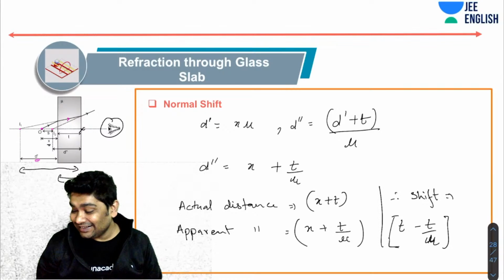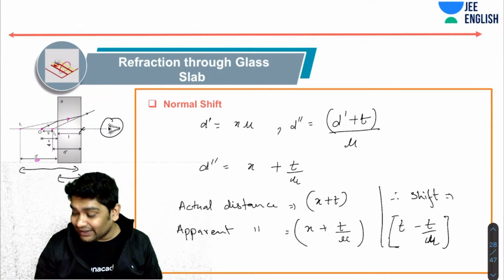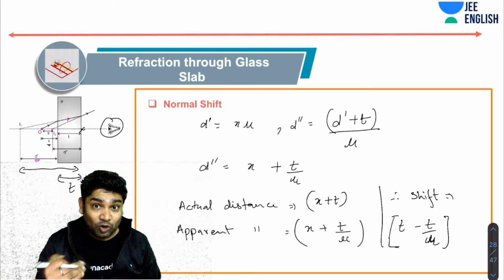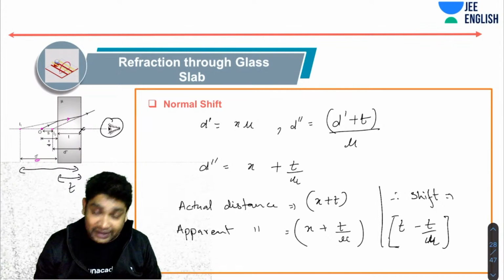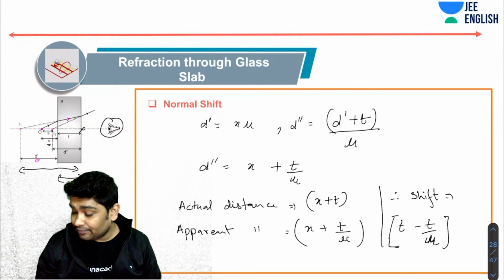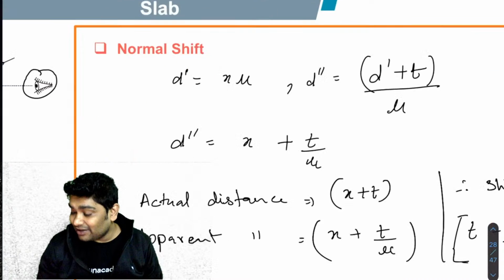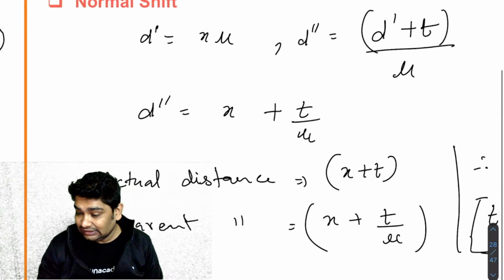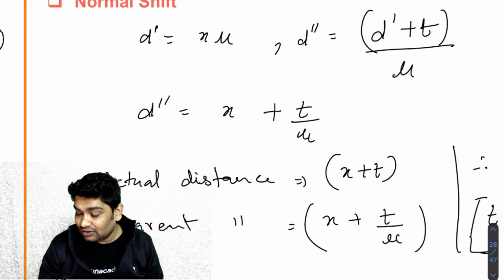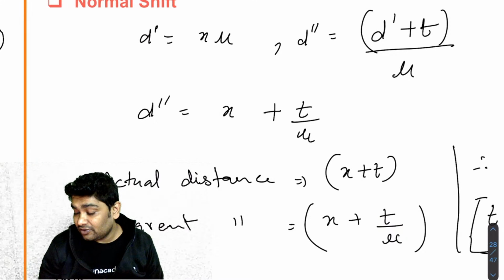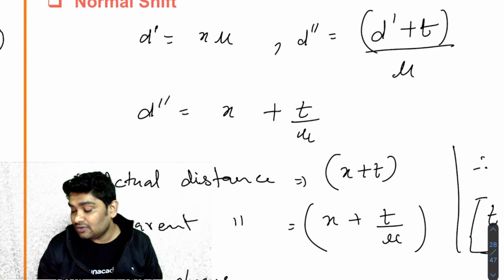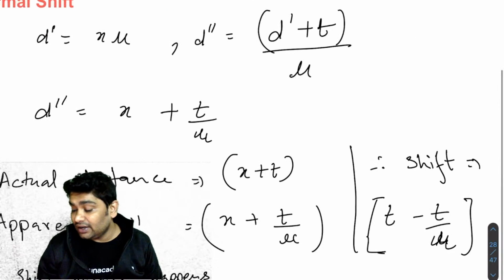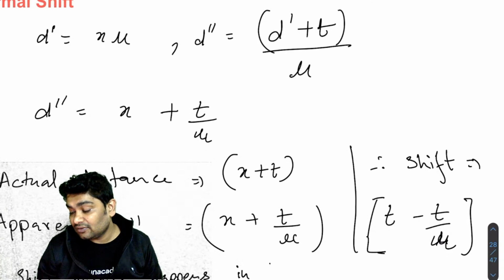Now, please note one more thing, that the shift always happens in the direction of propagation of light. So let's make a quick note of that. Note: shift always happens in the direction of propagation of light.